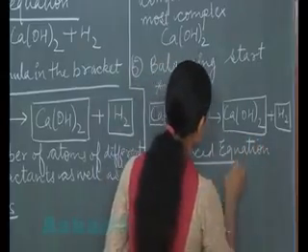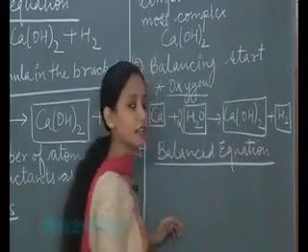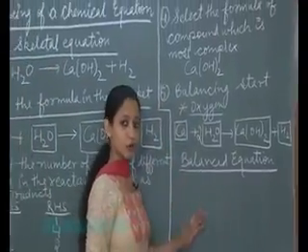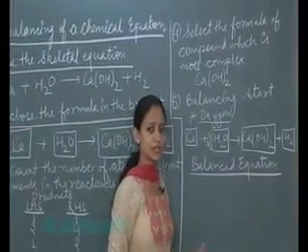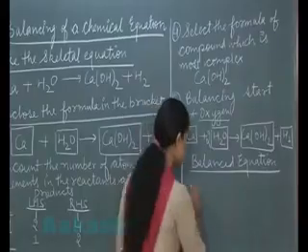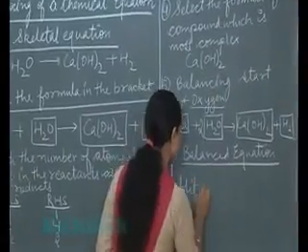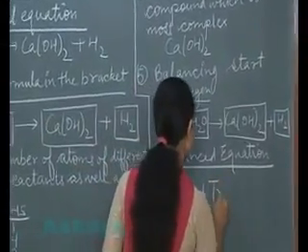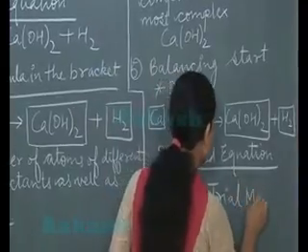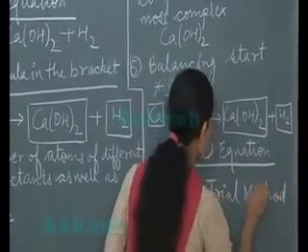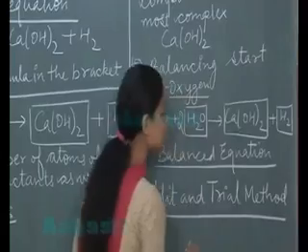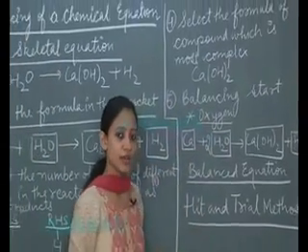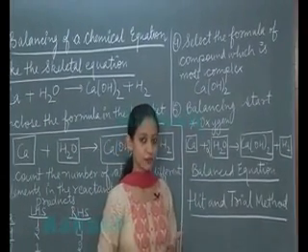I hope students, the steps taken for the balancing are clear to you. And students, this method of balancing is actually simply known as hit and trial method. So this is a hit and trial method of balancing of chemical equation. I hope students, how we balanced this reaction is clear to you. Next, for the further clarity, let us take few more examples.